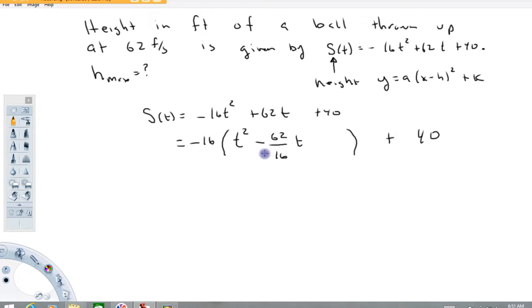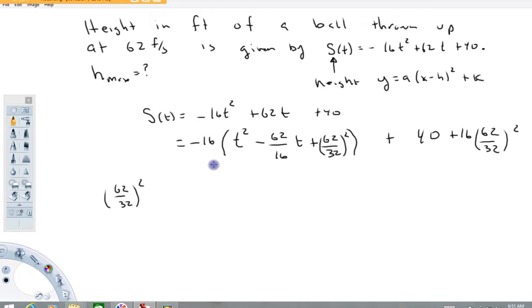These ones with the tougher numbers can be a little bit trickier, but just follow the method. We take a look at this and cut it in half. That would be 62 over 32, and then we square it. So right here we're going to put 62 over 32, the quantity squared. Then we have to maintain equality. Effectively, what we just added was negative 16 times this, so over here I'm going to put positive 16 times this same expression, 62 over 32, the quantity squared.